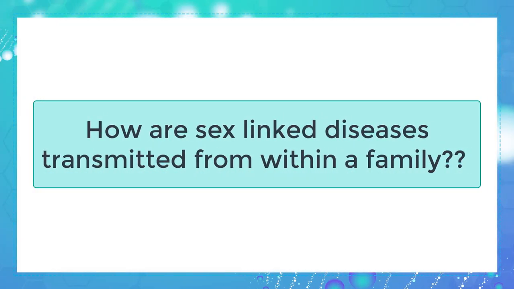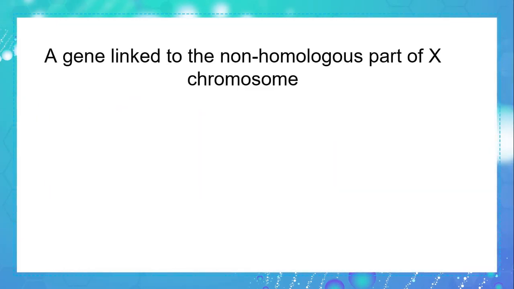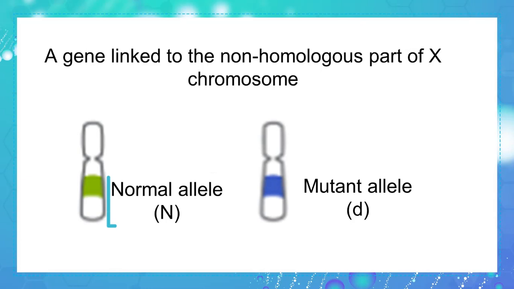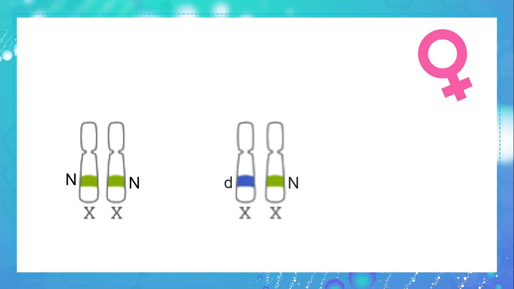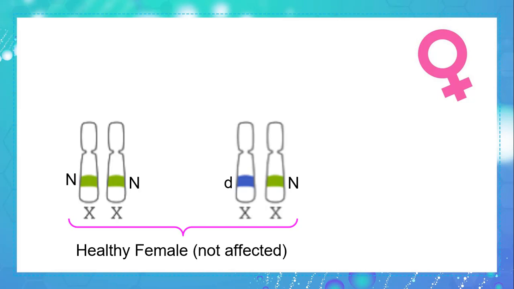Now, to understand the transmission of a sex-linked disease, let's consider a certain gene carried by the non-homologous part of the X chromosome. Let's consider the normal allele of this gene to be dominant, while the mutant allele that causes the disease to be recessive. So in such case, a female that has two normal alleles carried by her two X chromosomes will be certainly healthy, not affected by the disease. The female that is heterozygous with only one mutant allele will also be healthy, given that the allele for the disease is masked by the dominant normal one.